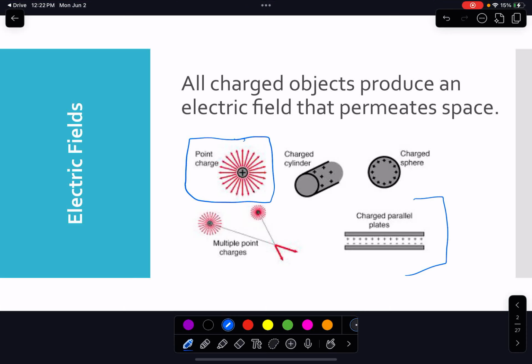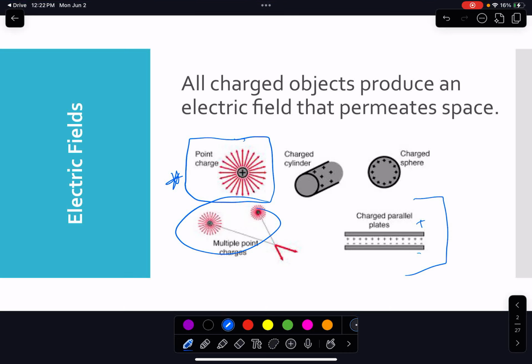We will also get into charged parallel plates, and that's where we look at our capacitors, where we have a positive and negative charge to our plate. We can do all kinds of different shapes like cylinders and cubes and all kinds of things, but in this course we're going to focus really primarily on a point charge, and then when we have multiple point charges, what happens when we have both of those together, okay?